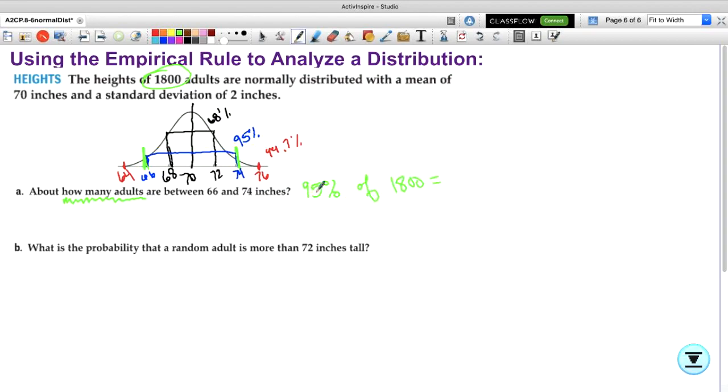How do we go about finding percent of a number? Well, we can't calculate with percents, so we change them to decimals first. So I'm going to move this forward 2 spots. I'm going to make it 0.95.